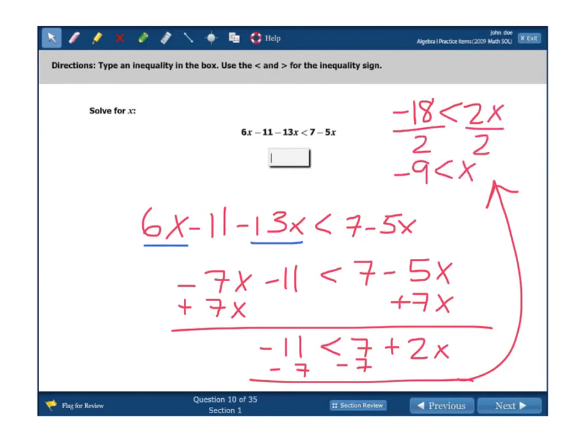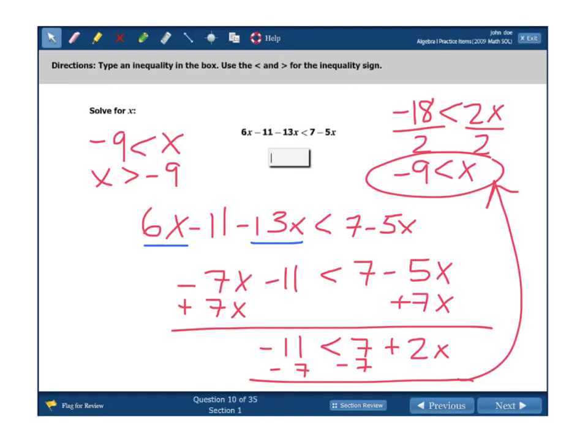Now I have recognized at this point that it is actually acceptable to type it this way. Negative 9 is less than x, or x is greater than negative 9. I would avoid putting spaces in between anything, although I don't think that'll have too big an impact on how you're scored.